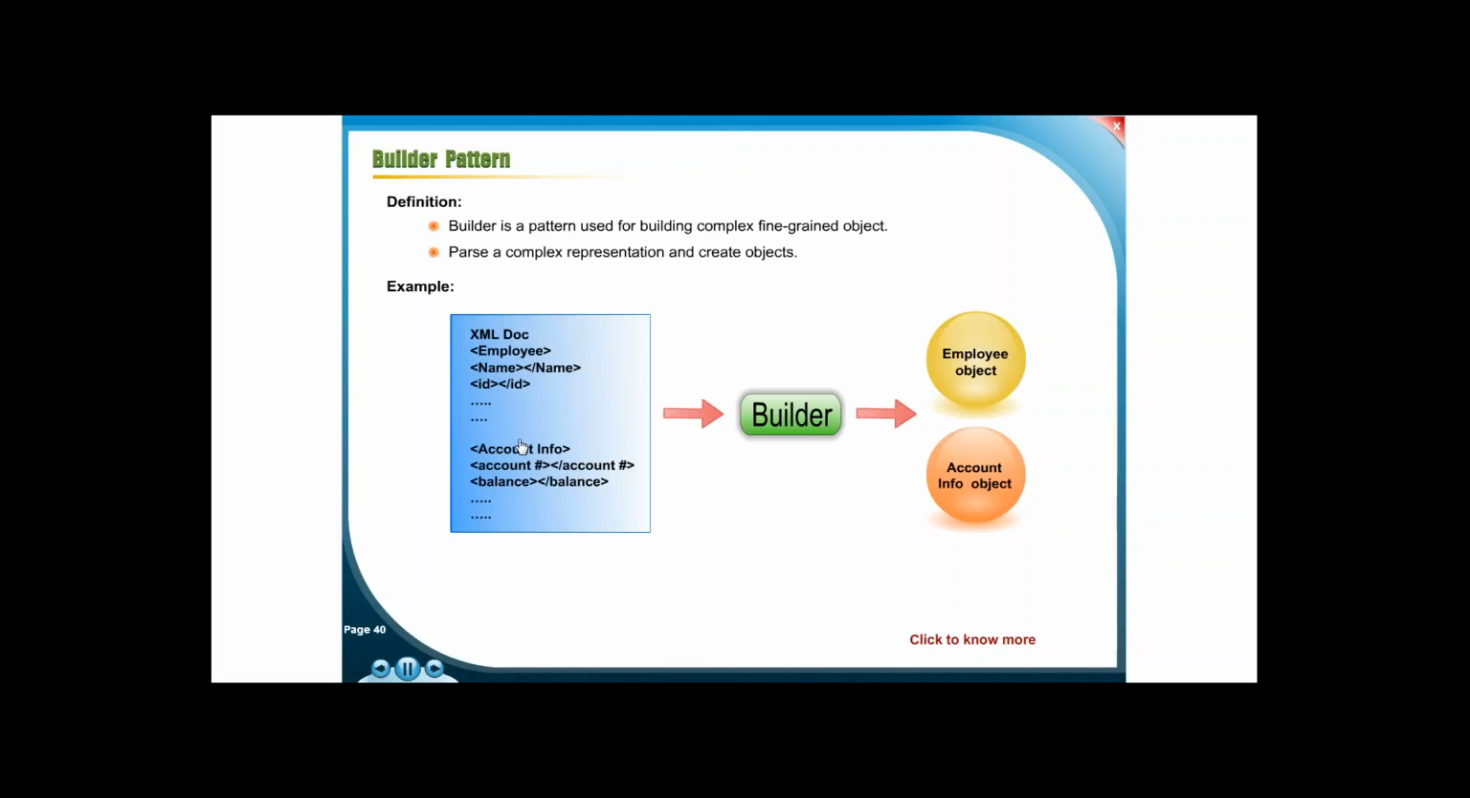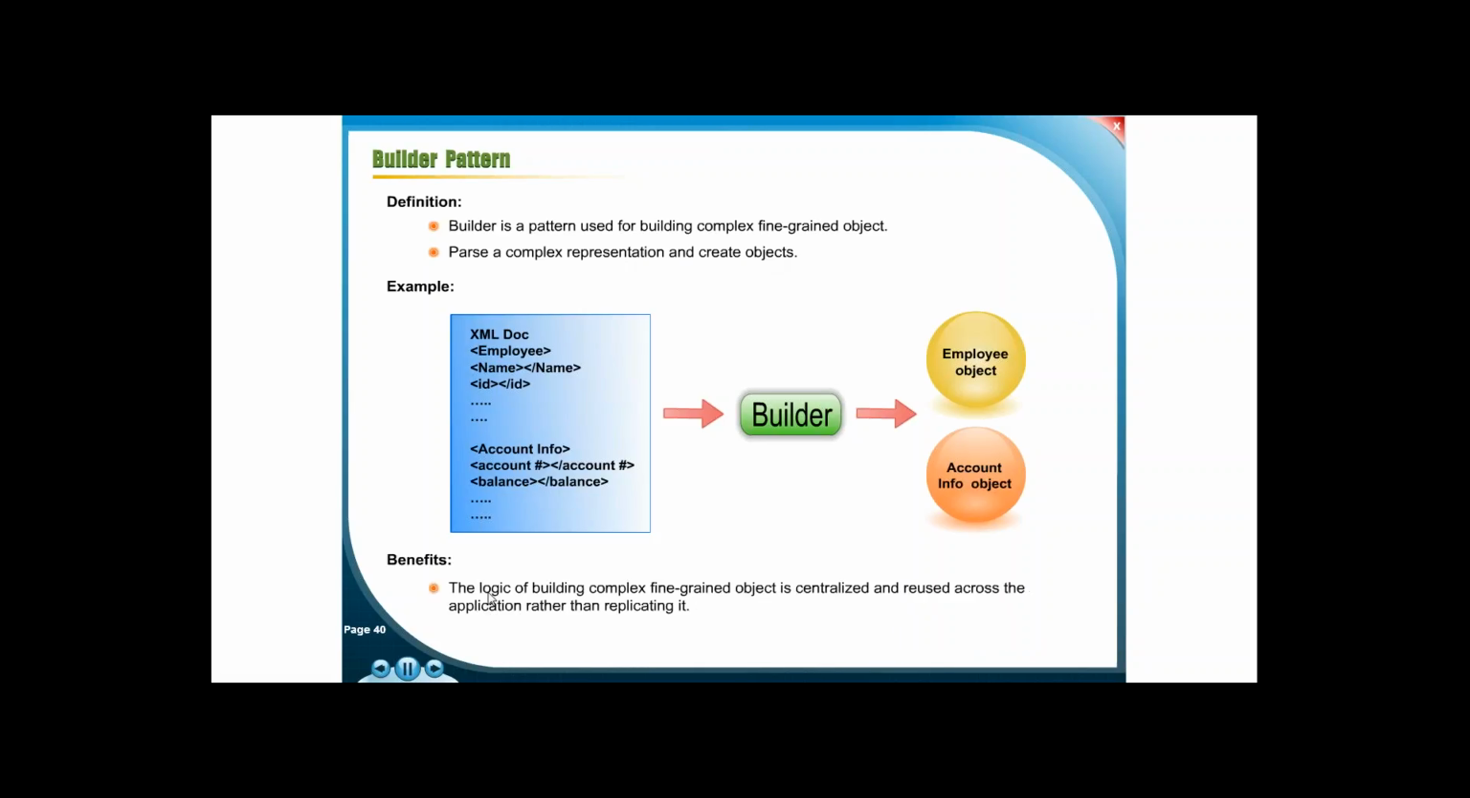So you can see over there, there is an XML document which talks about employee data. Employee open tag, somewhere down there will be employee close tag. Then the employee's name, ID, and some set of tags: account information, account number, balance. So parsing a complex representation and creating an object. There may be XML parsers which would read this XML document and create an employee object and an account object. So the builder pattern is used in such scenarios.